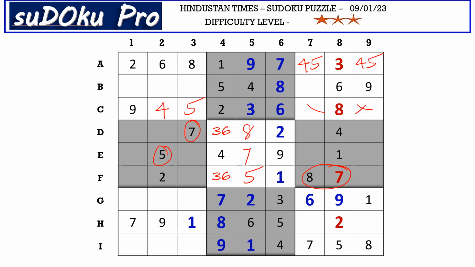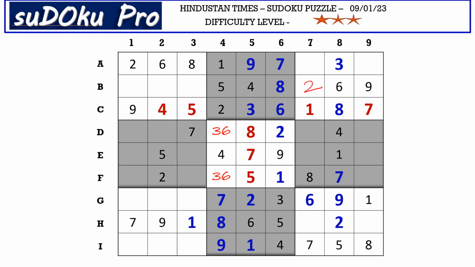And now in this block we have only 2 empty cells and the missing numbers are 1 and 7. There is 1 blocking from column 9. So C9 takes 7 and C7 takes 1. Now in this third block we know that these 2 cells take 4 and 5. That means now we are left only with 1 empty cell and here the missing number is 2.